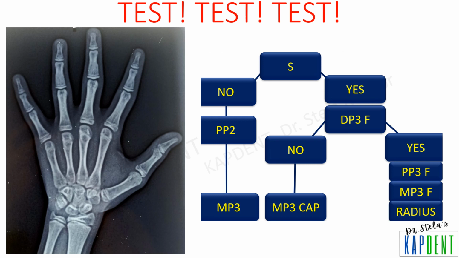Okay, so let's see. First we look for the ossification in the sesamoid bone, which is absent in this case. Therefore, we now progress to see if there is widening of the epiphysis equal to the diaphysis in PP2, that is proximal phalange of the second finger. In this case, it is present. Yes. Now we progress to the next stage, that is MP3. We can see in this also the epiphysis is equal to the diaphysis. Therefore, this patient is in stage 3.